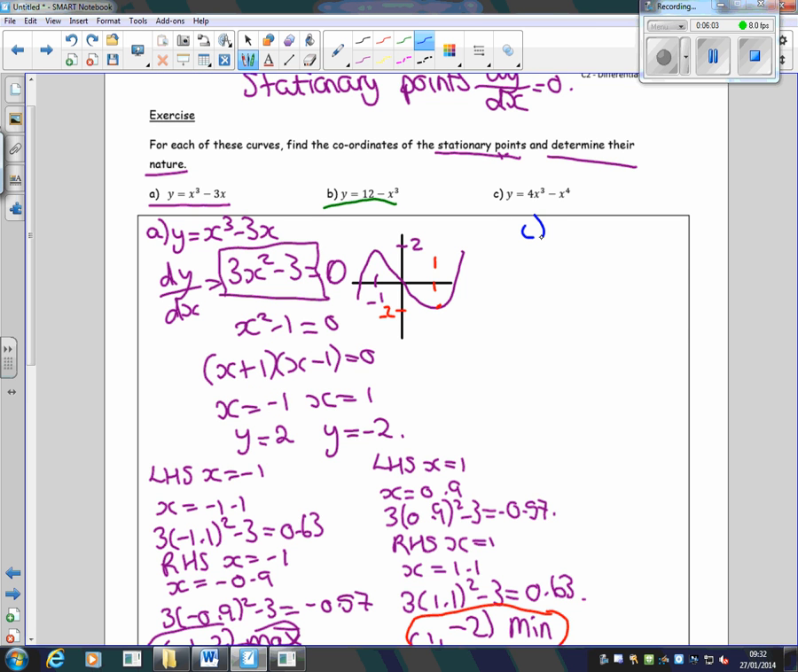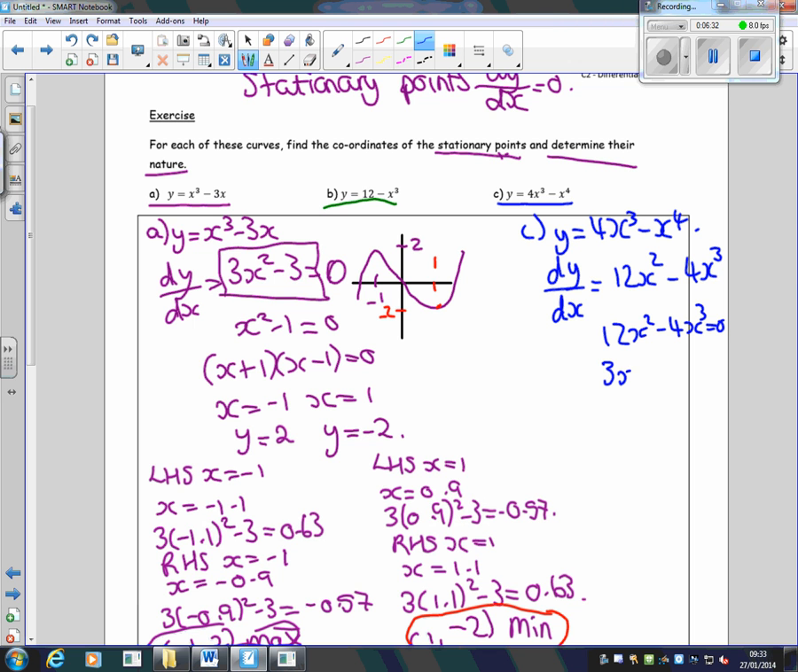So moving on to part C now, we have y equals 4x cubed minus x to the power of 4. So again, we're looking for where dy by dx equals 0, so we need to find what dy by dx is. So multiply by the power and reduce the power by 1 gives us 12x squared minus 4x cubed. So we're looking for 12x squared minus 4x cubed equals 0. So that's the same as 3x squared minus x cubed equals 0. And if we take x squared out, that'll give us 3 minus x equals 0. So x equals 0 or x equals 3.